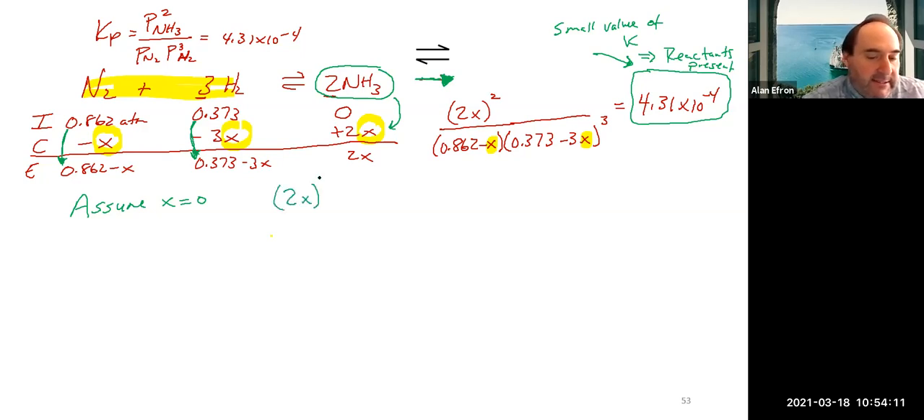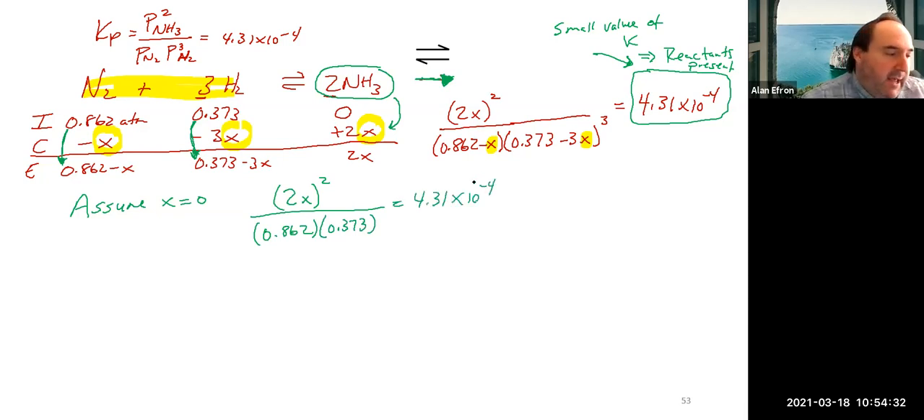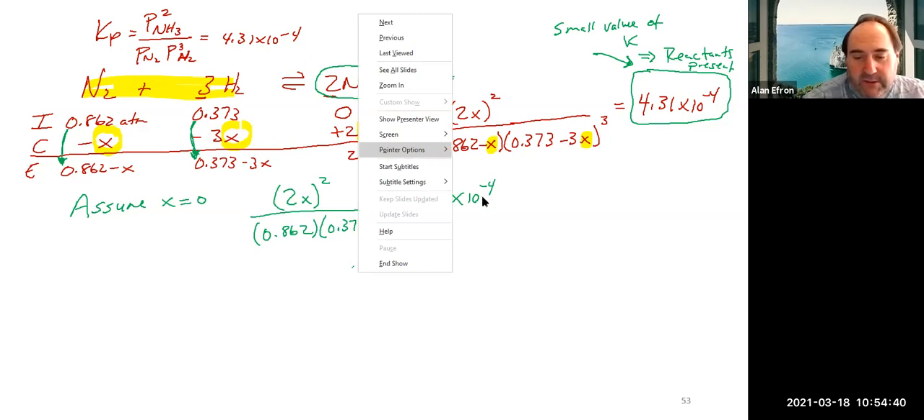That would reduce this down to 2x squared. Again, our guy on the bottom will become 0.862 because we zeroed out that x. By zeroing out the x on the other guy, it takes care of the 3x part, and we end up with 0.373, and that equals our 4.31 times 10 to the minus 4. At this point, I'm assuming, like most people here, you would much rather solve this equation than the previous one. So we will do that.